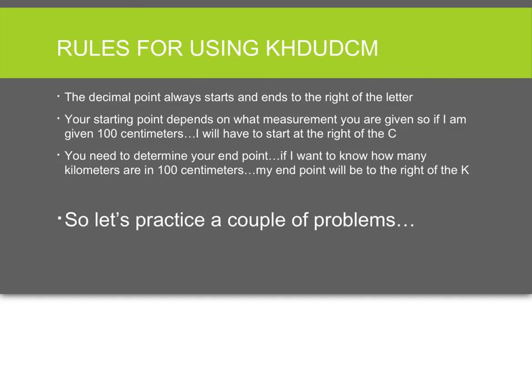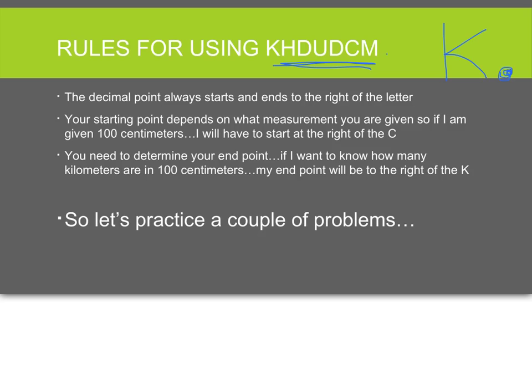Alright, so next, some rules for using the K, H, D, U, D, C, M, which is listed right up here. The decimal point will always start and end to the right of the letter. So when we start our loops like we did in class, we always want to put that decimal point to the right of the letter. So if I've got the letter K, my decimal point is going to go to the right. It always will start or end to the right of that letter.